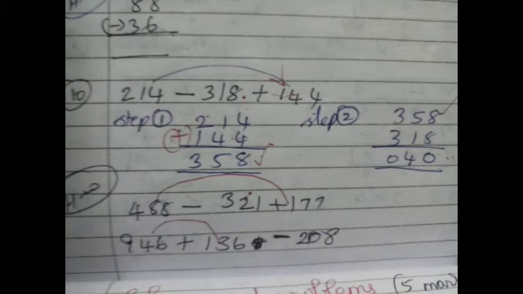Next, second step. 358 is the answer. From the first step, write it above and subtract the 318. So the answer is 40. See children, the first step is to do the addition. The second step is to do the subtraction. Similarly, 2 more sums I gave for you. You have to do step by step sums. That's it. 2 more questions will be over now.